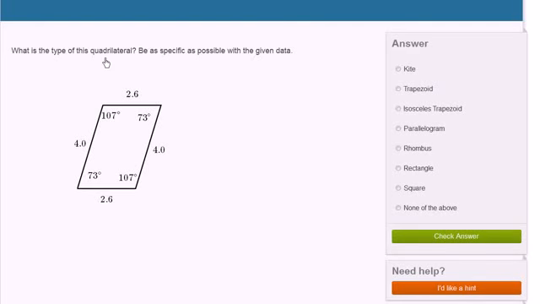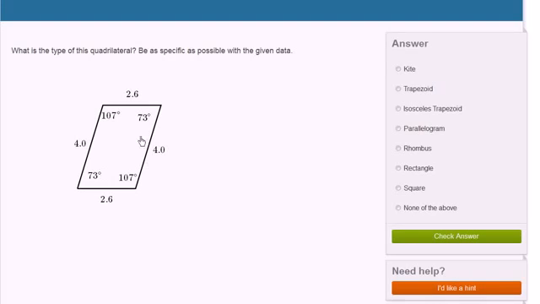What is the type of this quadrilateral? Be as specific as possible with the given data. So it clearly is a quadrilateral. We have four sides here. And we see that we have two pairs of parallel sides, or we could also say there are two pairs of congruent sides here as well.